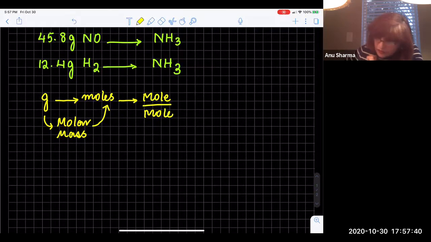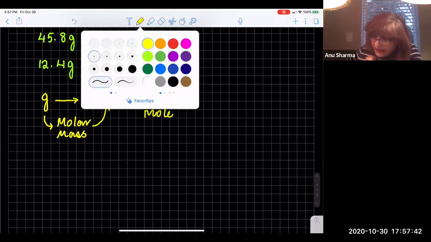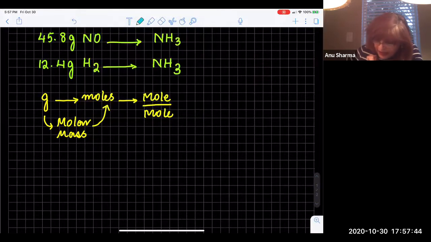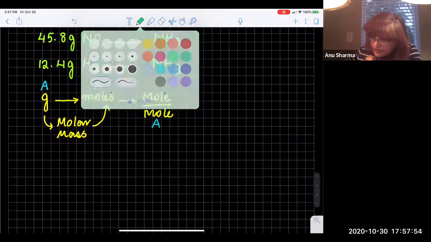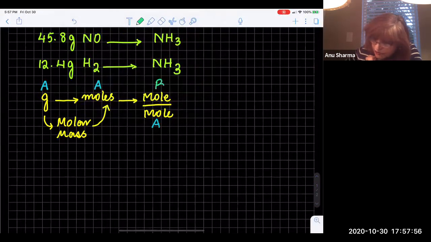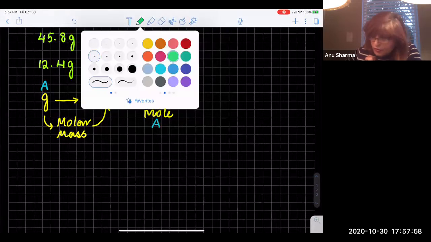Now let us assume that you are looking at the moles of A. Grams of A, you convert that to moles of A. So here is going to be the moles of A, and this way you're going to convert it to moles of B from the mole to mole ratio.